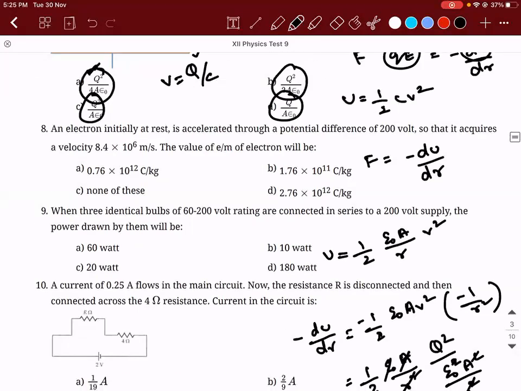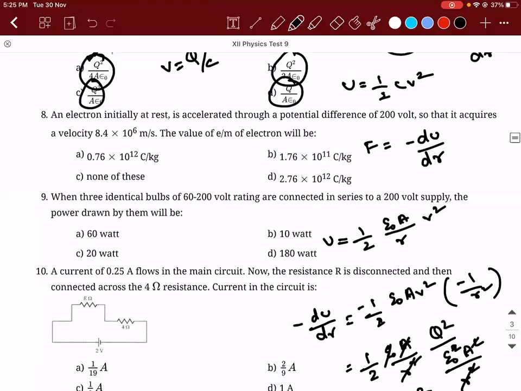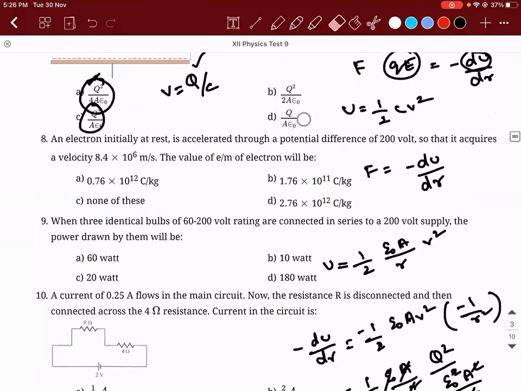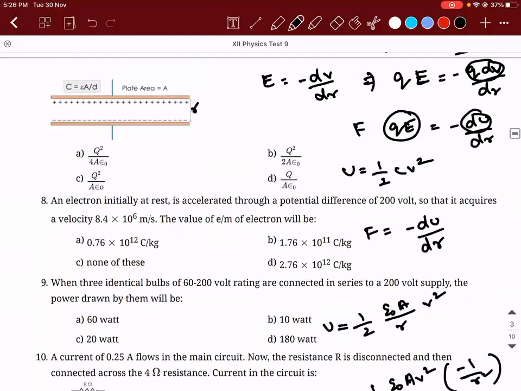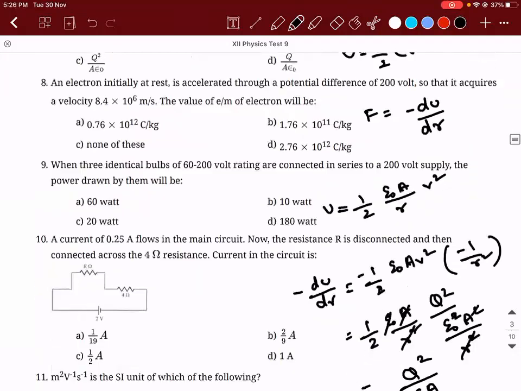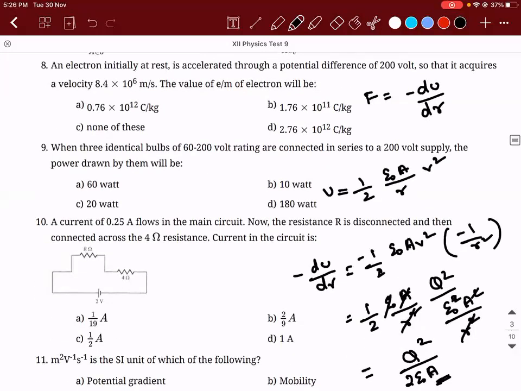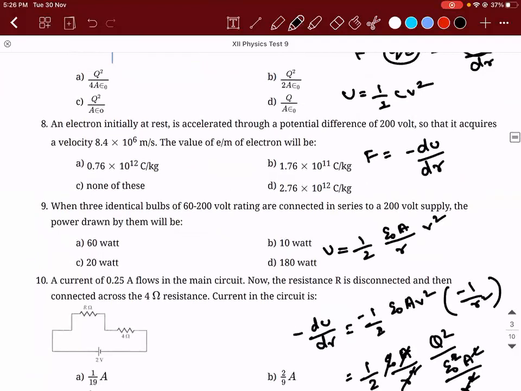Okay, so this is how we get it. Don't worry, they will not ask this kind of tough question. But if at all this comes, you can use it as a formula. It is very, very rare that they will ask this kind of question. I hope everyone is clear, right? Yes, sir. Good. So Q square divided by 2 epsilon naught A is the answer. Shall I move on to the next one, guys?